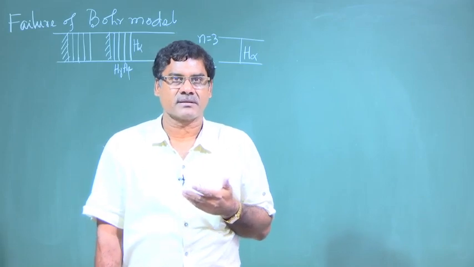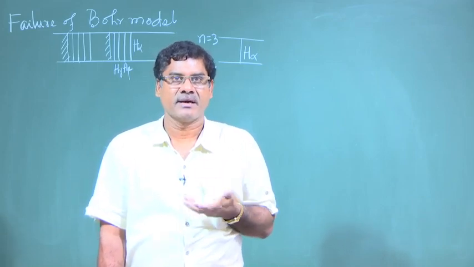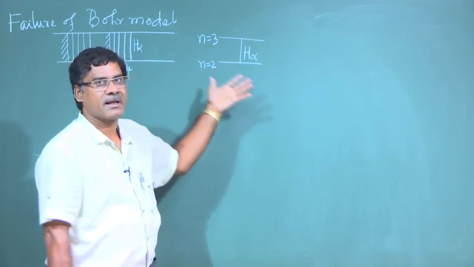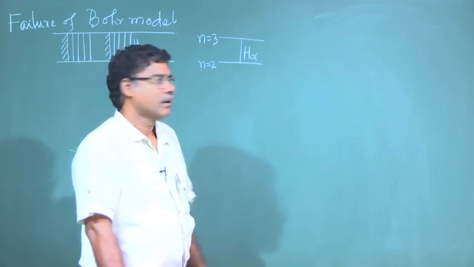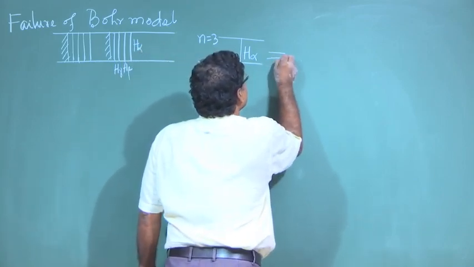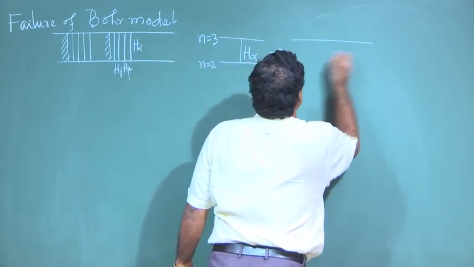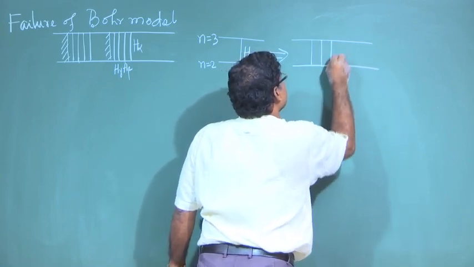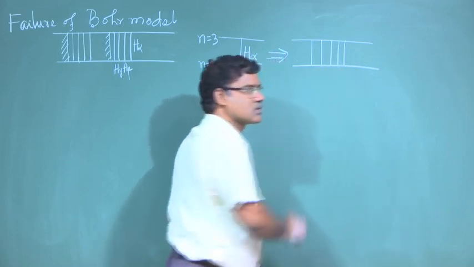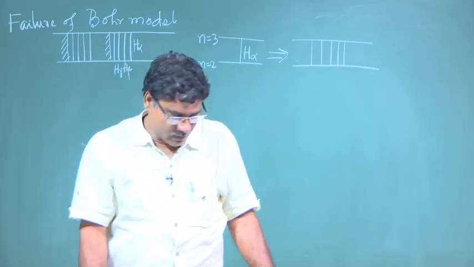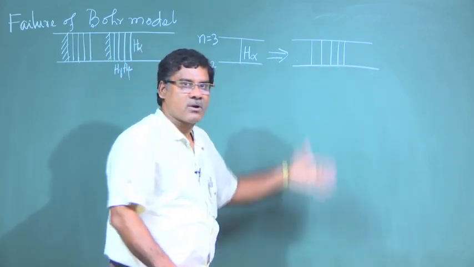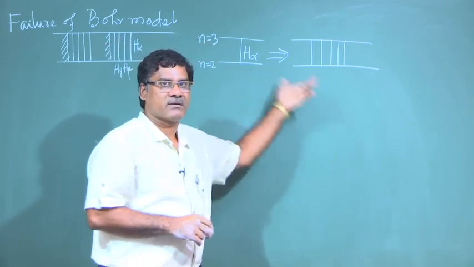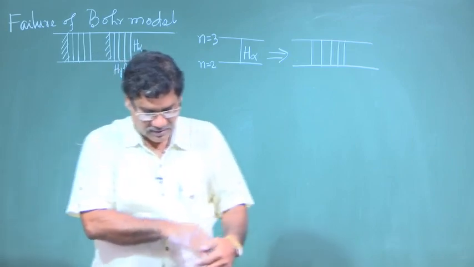So, this H alpha line, in powerful spectrometers which have very high resolution, it is observed that it is not a single line. It is composed of 5 lines. 1, 2, 3, 4, 5. It is composed of 5 lines. So, this is called the fine structure of spectral lines.